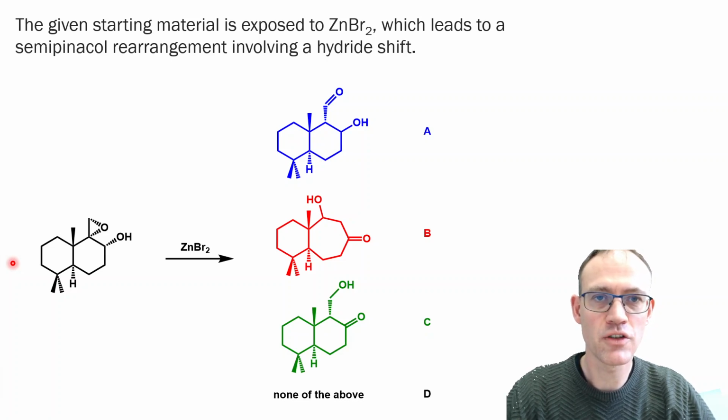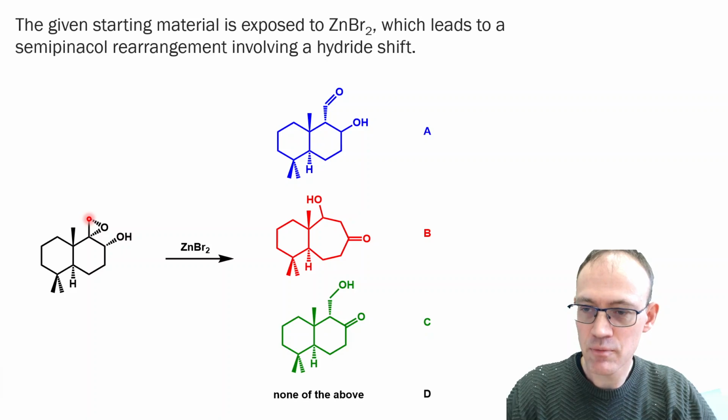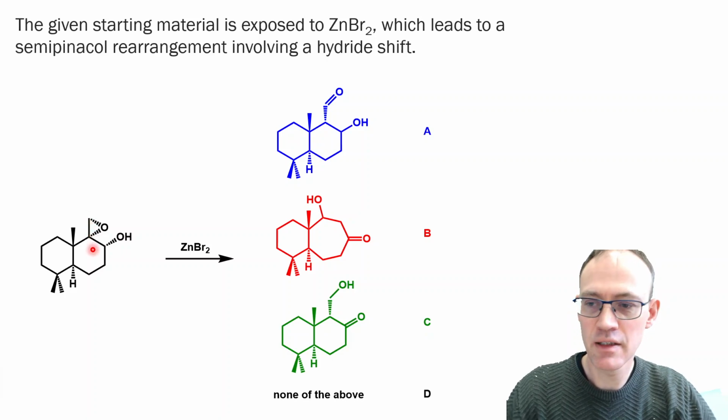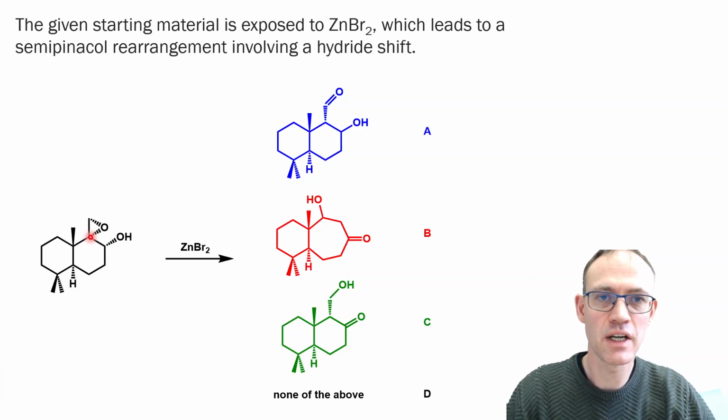We have a hydroxyl, and we have an epoxide. And this epoxide can be opened using the zinc dibromide to form a carbocation over here, or here. But the tertiary carbocation that forms here is much more stable than the primary carbocation that would form here. So the tertiary carbocation is the one that forms. Moreover, the carbocation here is in the right location relative to the hydroxyl, so we're off to a good start.